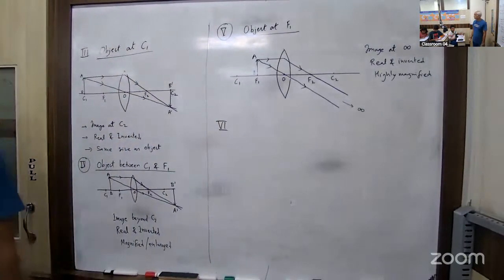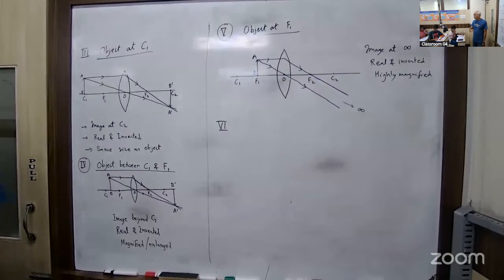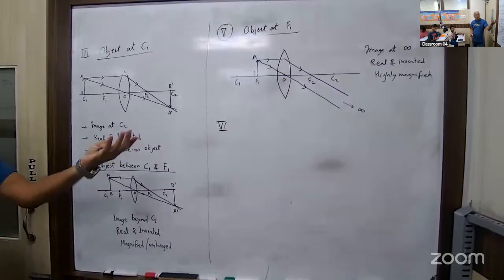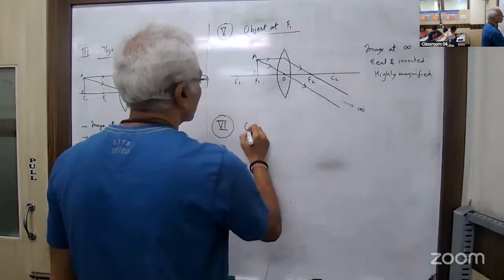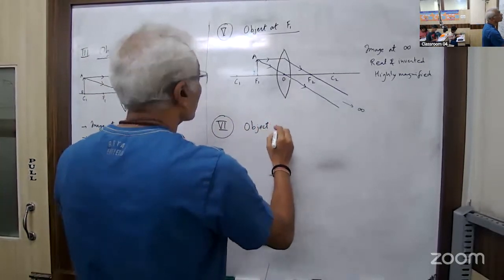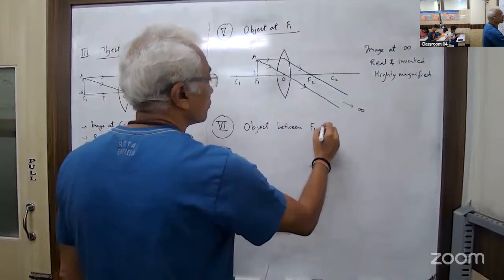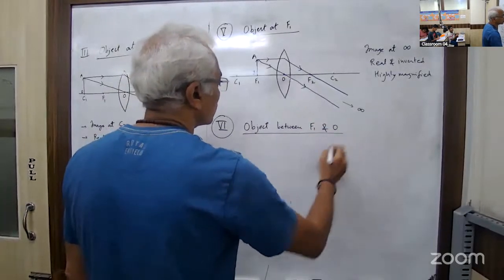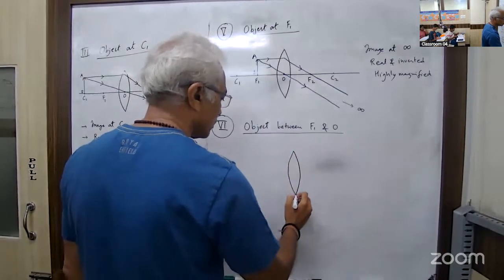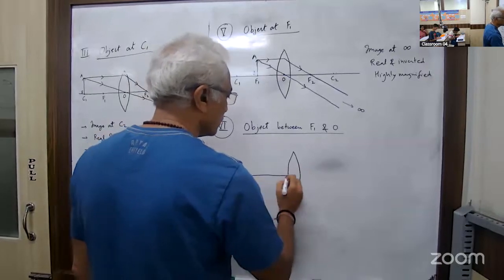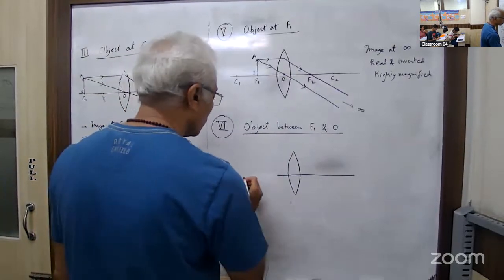So we have image as real and inverted for five positions. Now the last one will be virtual image. And now the image will be on the same side as object. Object between F1 and optical center.